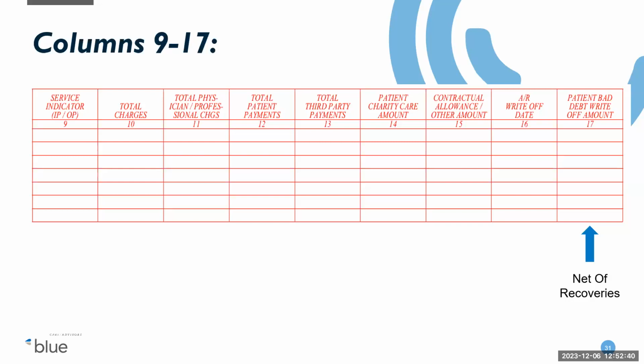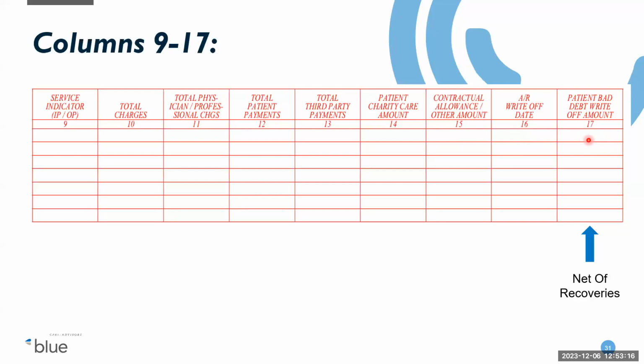If there was a charity write-off related to that account, it doesn't matter when that charity write-off happened. It didn't have to happen in this current year. It's looking at the account in total reported here. And then on the contractual allowance and other amount, they don't ask for contractual versus other now. They group it the way it's always been on this bad debt expense, compared to the charity. And then obviously, there's the write-off date and the write-off amount.